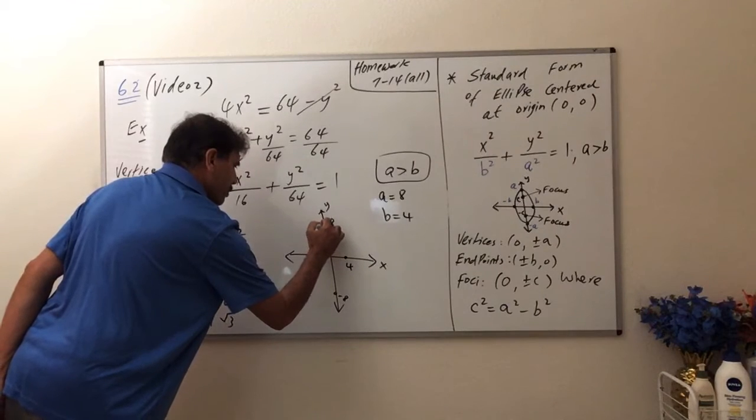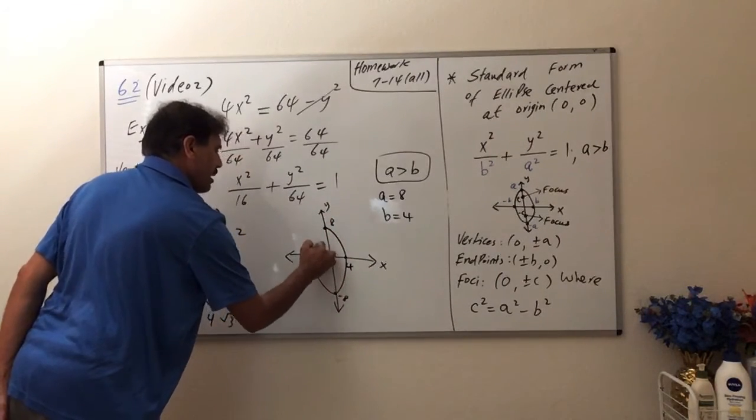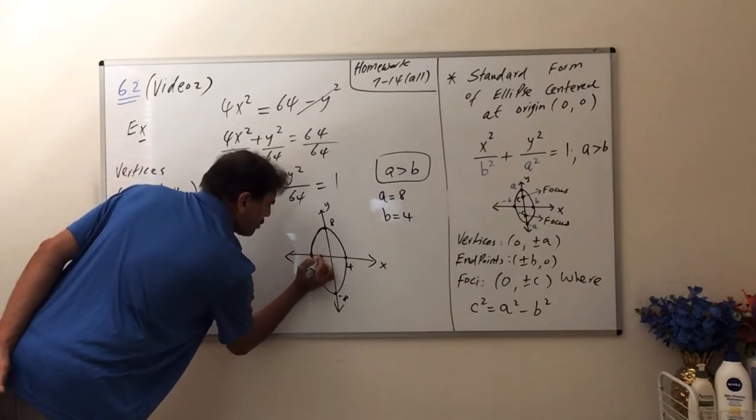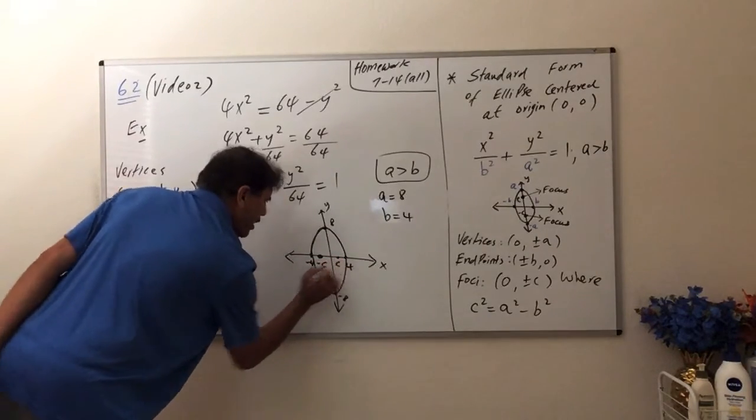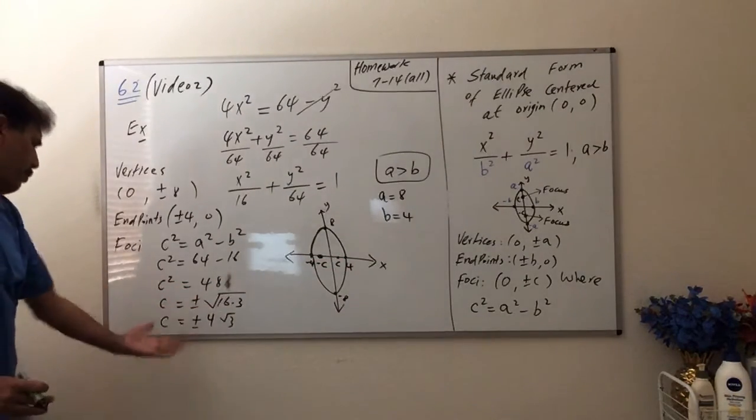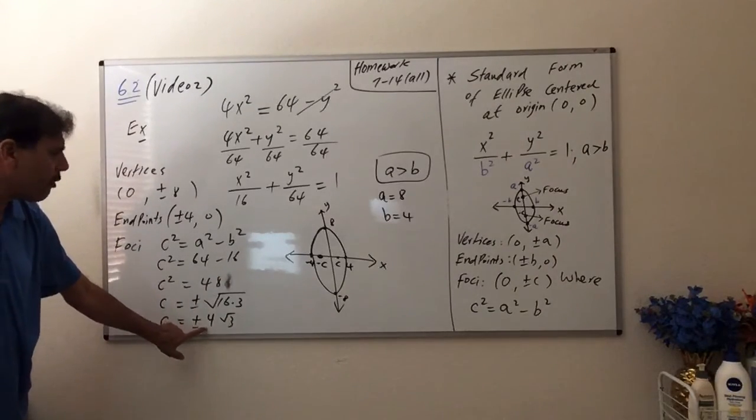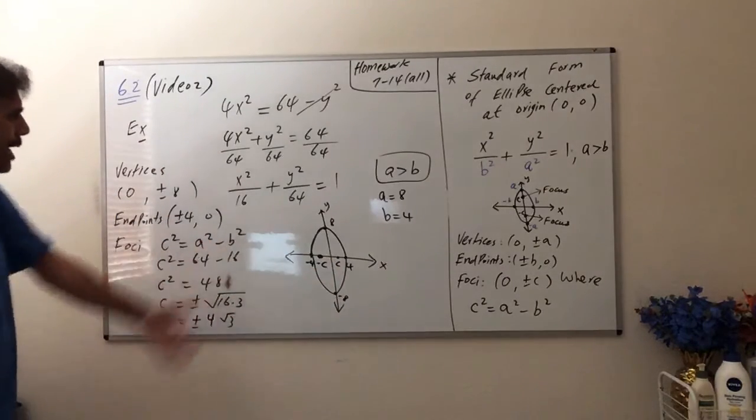Graph it. So let me try this one here. Approximately, it's going to look like this. And these are your focus points here. This is the negative c, and this is your positive c. You can write it out or you can leave it as is. So the left-hand side is negative 4 root 3, and this one is positive 4 root 3. And that's your graph.